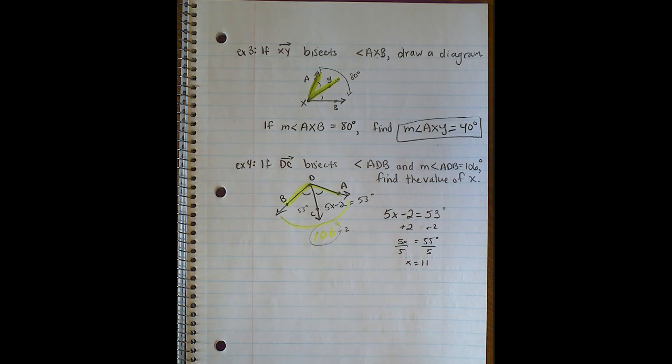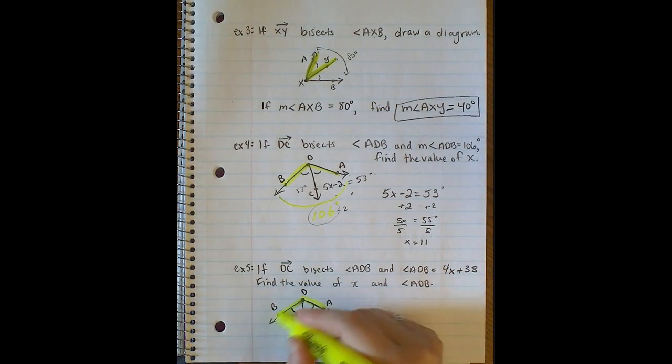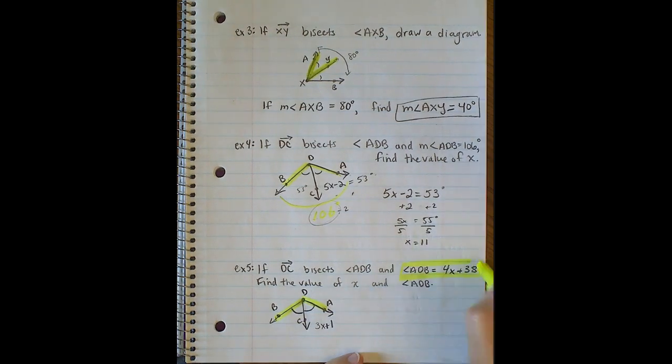Sometimes you will have algebraic expressions for both parts. Like here I gave you a whole number, which was nice. We could just cut it in half. But what if they're both algebra? Okay, here's our last example. And this one's a toughie because now it gives us a bisector of angle ADB, and it gives us an expression for that whole angle. So ADB is 4x plus 38. Now it's asking us to find the value of x and then to find the measure of angle ADB.